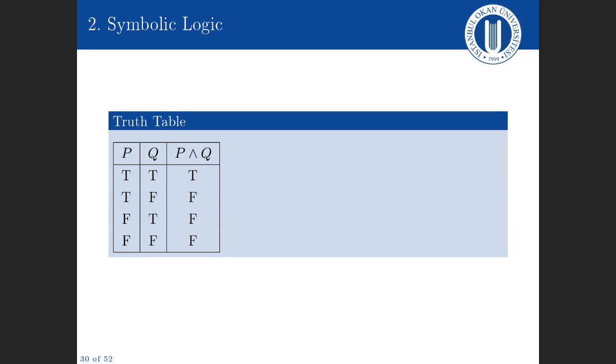The truth table for and looks like this. P and Q is only true if both P and Q are true. So we can only have true if we have true and true. All of the other ones must be false.